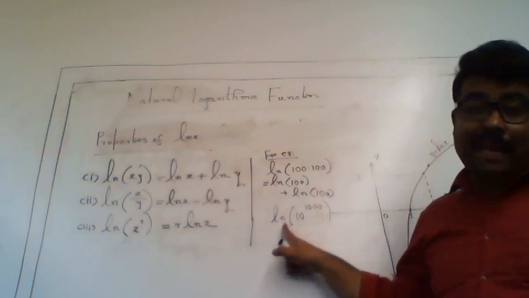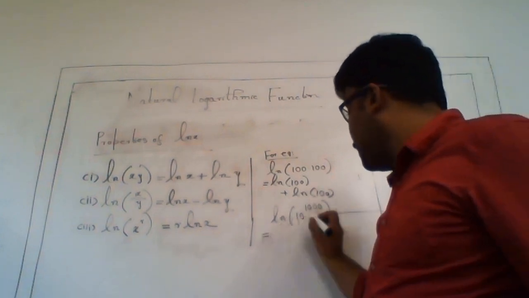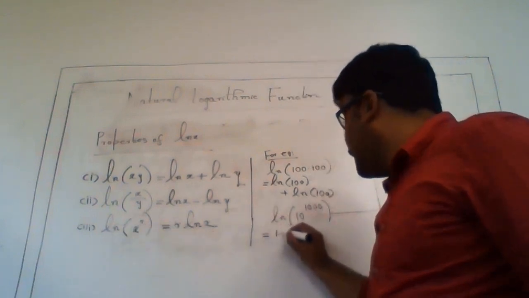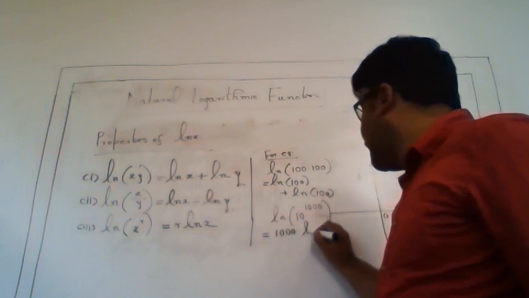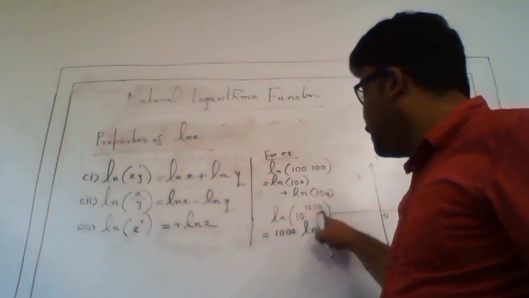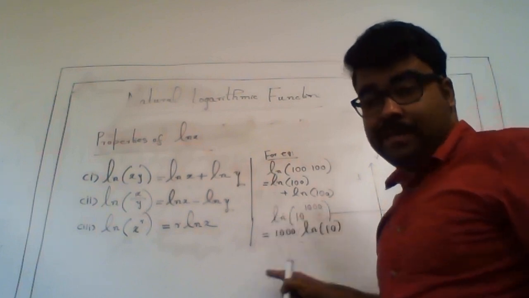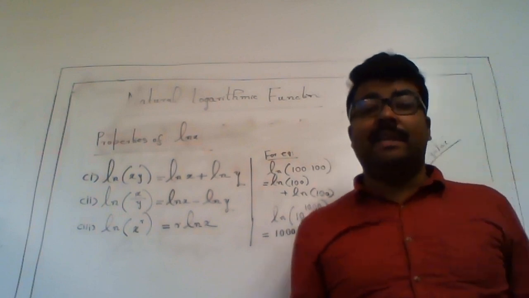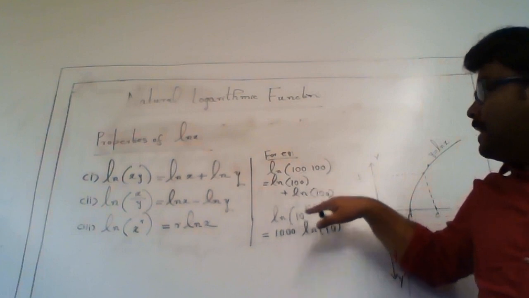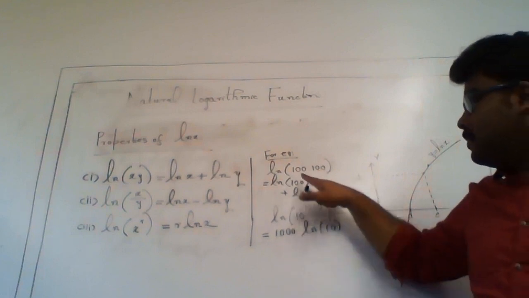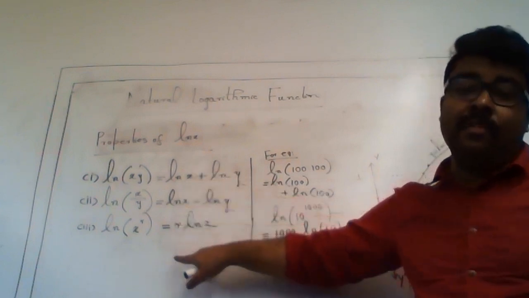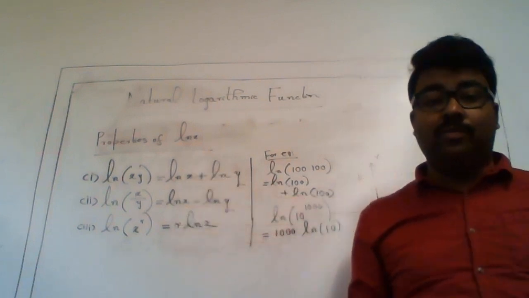Now if you apply ln, 1000 comes to the front. Using this, the power always comes to the front. So I can write this as 1000 ln 10, and this is a very small number. So it has reduced the power to a product, because a product is easier compared to powers, and a sum is again easier compared to a product. In that way, these three formulas help us reduce very complicated expressions into much simpler ones.